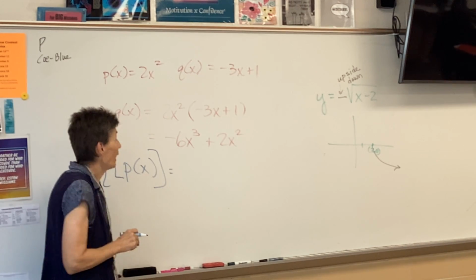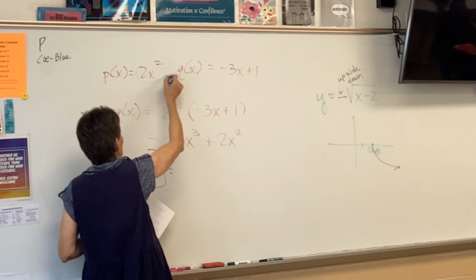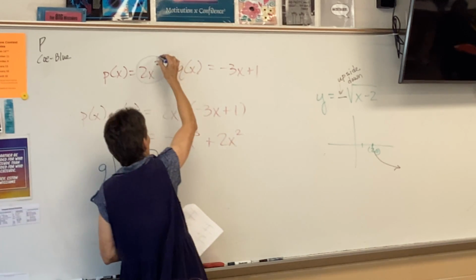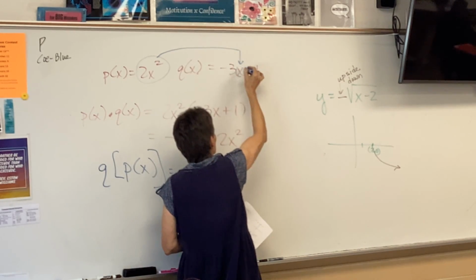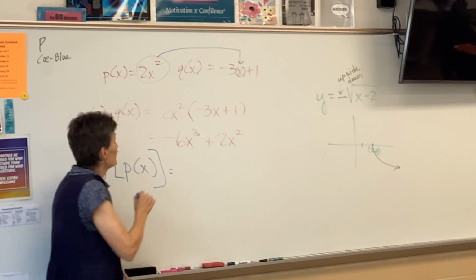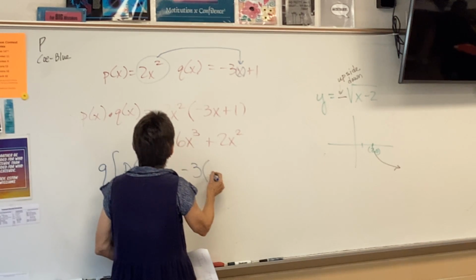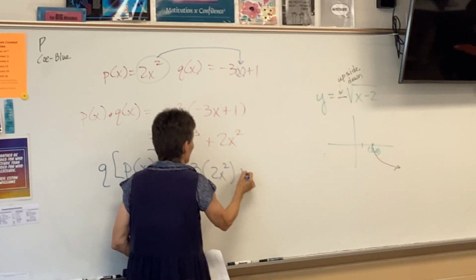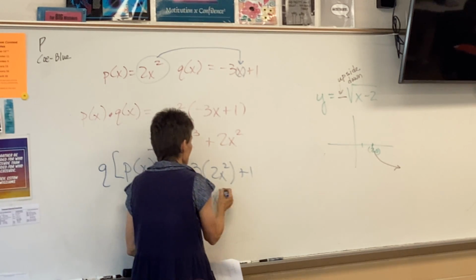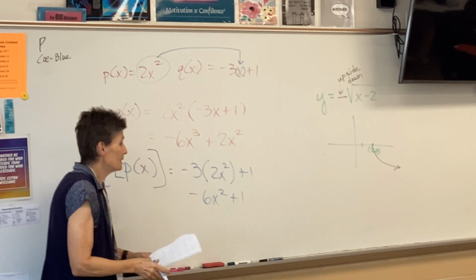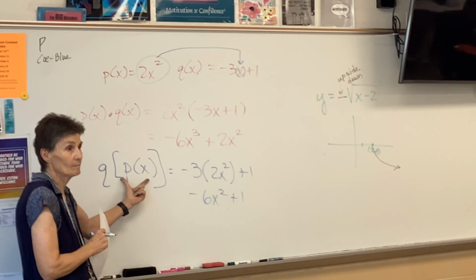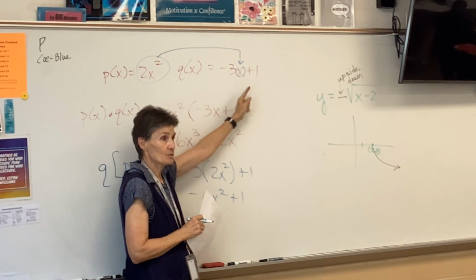Exactly right. I take the P function, the whole thing, the whole P of x, and I plug it into the x in the Q function. So negative 3 times 2x squared plus 1. Negative 6x squared plus 1. Take the P equation, the whole equation, 2x squared, and plug it in to the Q.